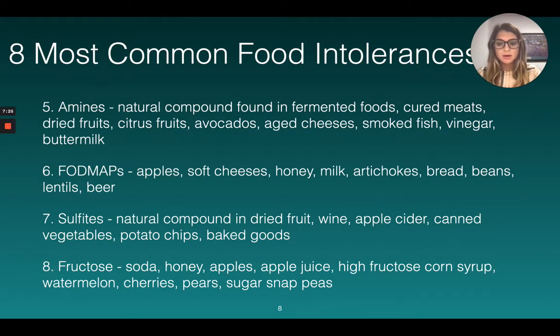So this can be a big component that can cause food intolerance if the person's body is not able to break down fructose. And since fructose is found in many food items nowadays, it's pretty common to have this reaction if you are intolerant to fructose. It's also found in watermelon, cherries, pears, and sugar snap peas.